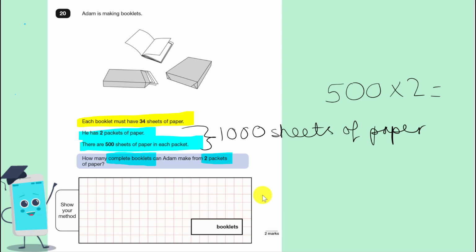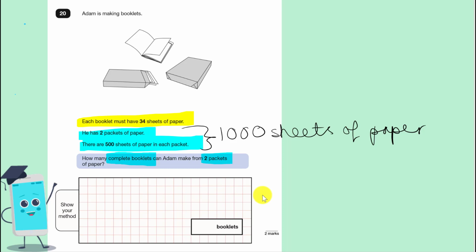Okay, the next part. Each booklet must have 34 sheets of paper. Now, if you're not sure what to do here, you could start to draw diagrams. You might not finish the diagram, but sometimes just drawing the problem might help. I've seen lots of people do the wrong calculation for this problem. They've got the numbers, but they've divided things by the wrong number. They've multiplied things by the wrong number. They've subtracted when they should have been dividing.